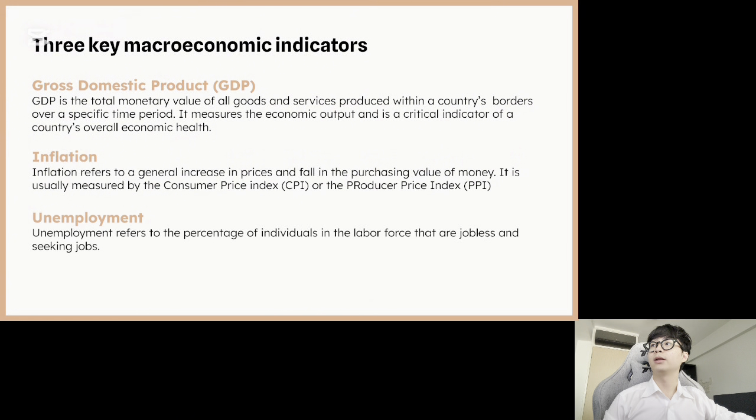Finally is unemployment. Unemployment is the percentage of the labor force that is jobless and actively seeking work. It is often categorized into types such as structural, cyclical, and frictional unemployment.